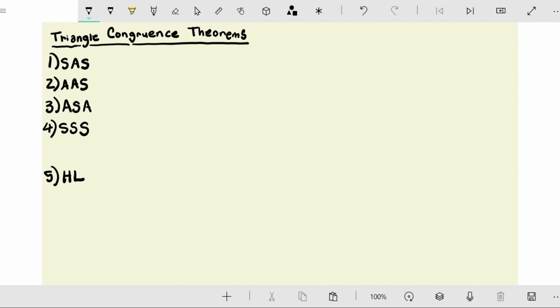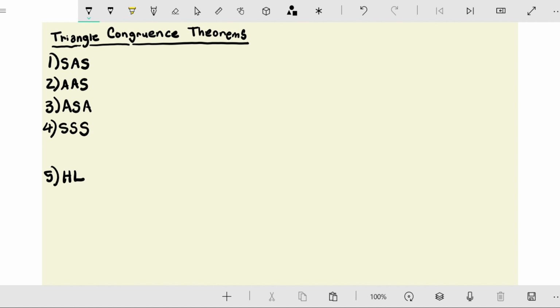The very first one is SAS, the second one is AAS, the third one is ASA, the fourth one is SSS, and the fifth one, I put a space between the fourth and fifth one because these 4 are used for just proving triangles in general, but the fifth one only applies to right triangles. So that's why the fifth one we'll look at a little bit after.